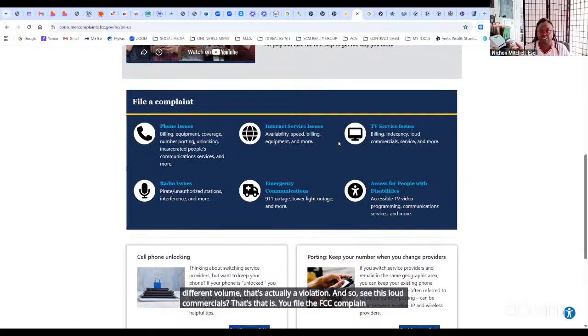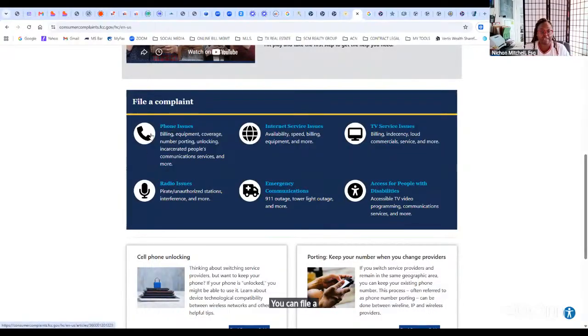Like here, I think we were watching Channel 8 and I love Channel 8, but I'm tired of turning the TV up and down because the commercials are super loud. But the show I'm watching is at regular volume. That's a violation. Your service and more. See, radio issues. Pirate and unauthorized stations, pirating of stations actually happens. Interference, emergency communications like 911 outages, which happens in communities all the time, and then access for people with disabilities. So anyway, if you have any of these problems, you can file a complaint.